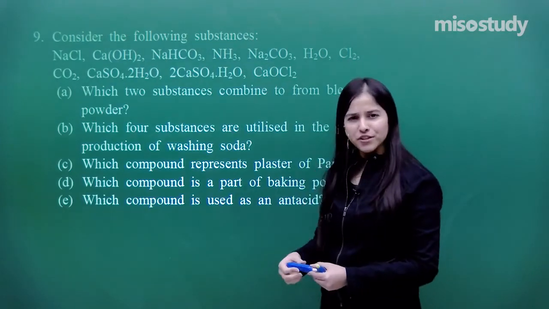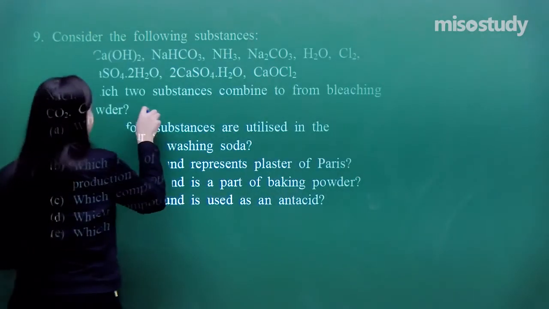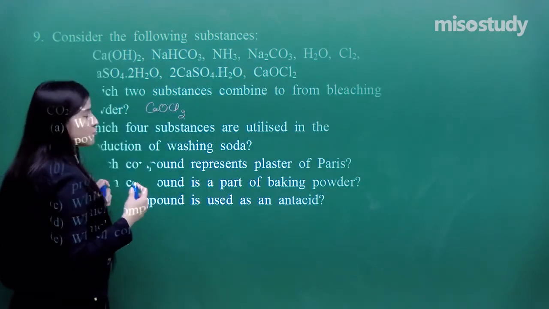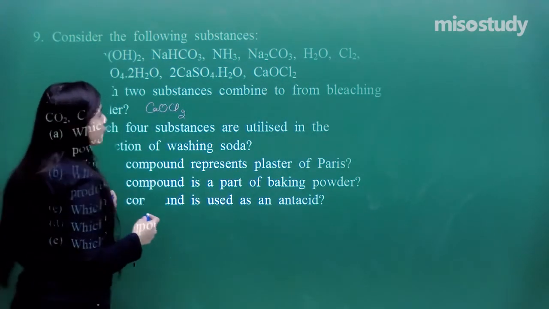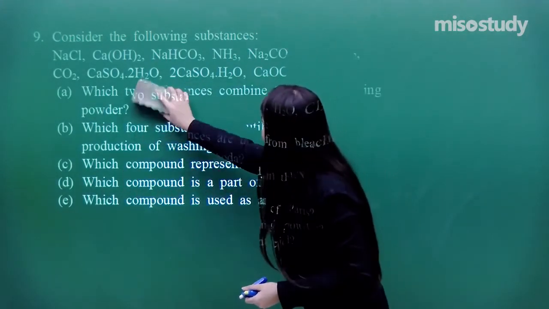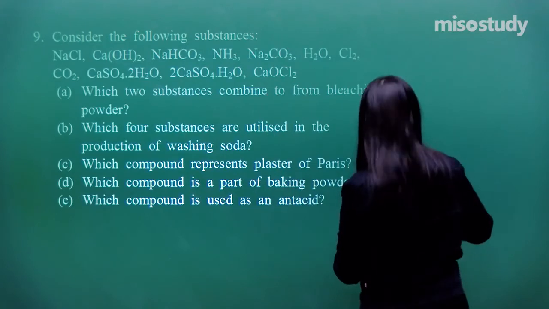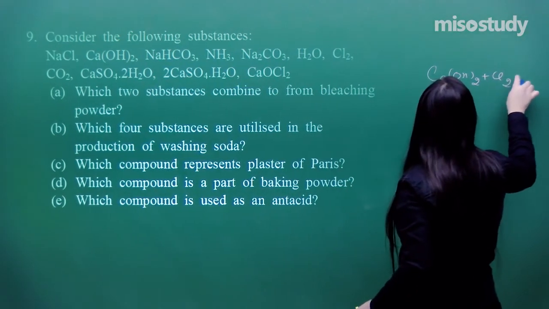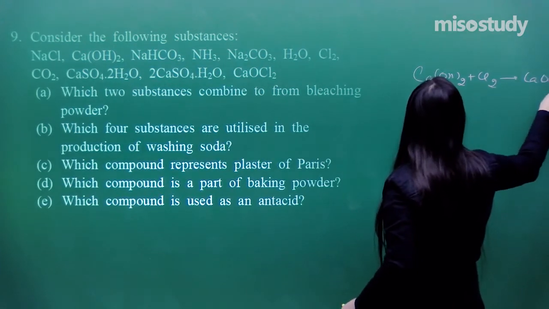Now, what is bleaching powder? We just discussed its formula, CaOCl2, yes? From which compounds do we form this? So, first is slaked lime, yes? Let's discuss the reaction also. Slaked lime plus Cl2, we get CaOCl2, fine.